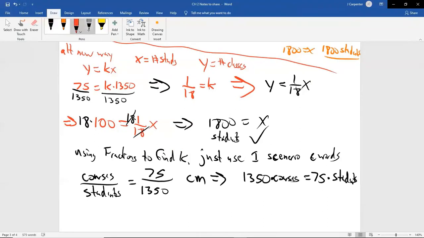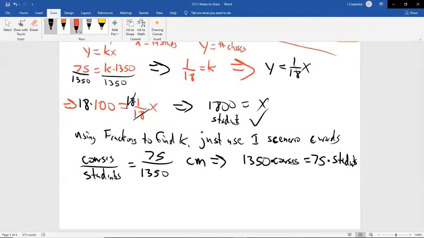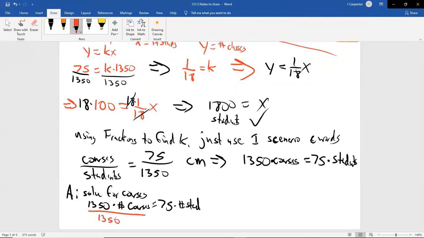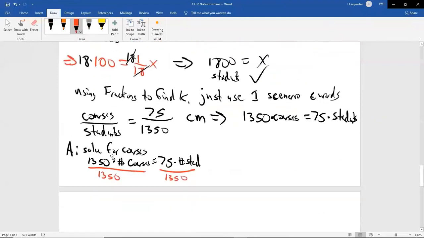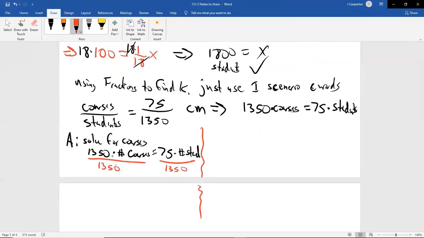If I solve for courses, let me run this through first scenario. A, solve for courses. So you take the 1,350 times the number of courses equals the 75 times the number of students. If you want to solve for the courses, you divide both sides by 1,350. We already know that fraction reduces to 1/18, and you'll get, I ran out of room, didn't I? That's okay. I'm going to do that here. That's 1/18, so the number of courses is 1/18 of the number of students. So that says if you know the number of students, you can just plug that in here, multiply it by 1/18, and you'll figure out how many courses you need to offer.